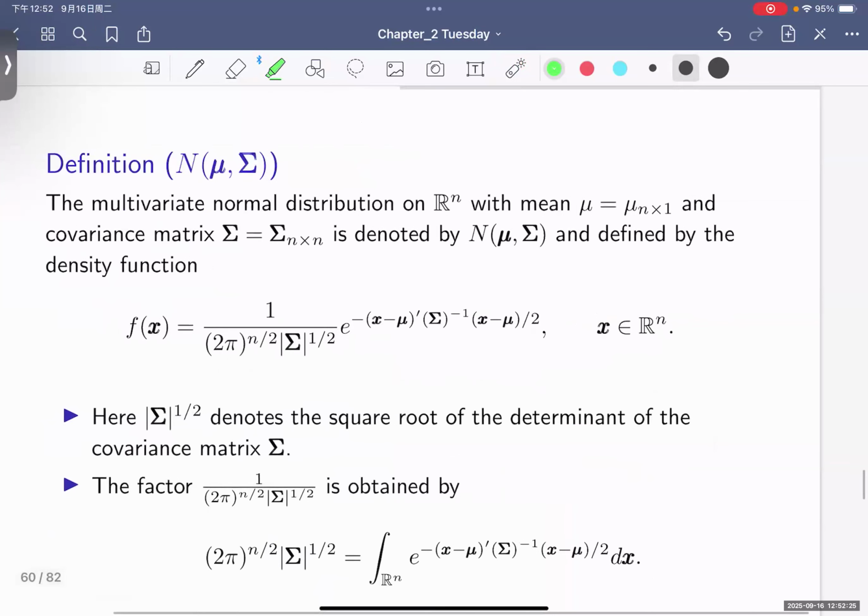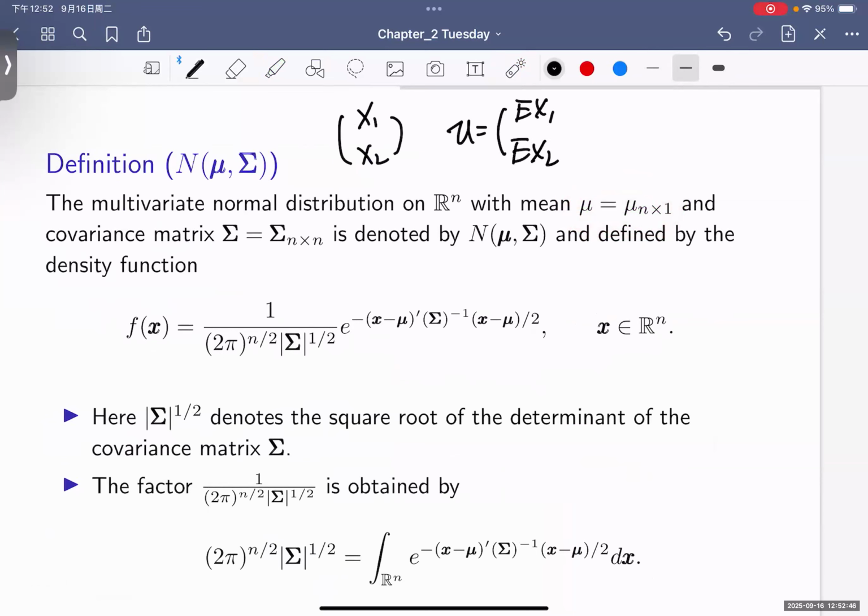Then we have the normal distribution. The multivariate normal distribution has two parts. One is our mu, which stands for the expectation of this random vector. Just like the x1 and x2 case, mu corresponds to the expectation of x1 and the expectation of x2. And the sigma is what we presented in the earlier slides.